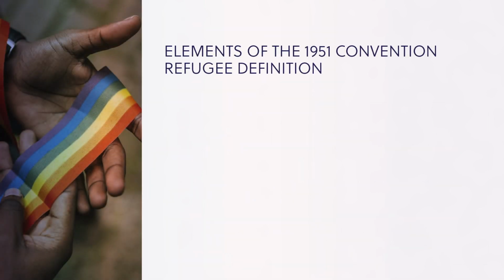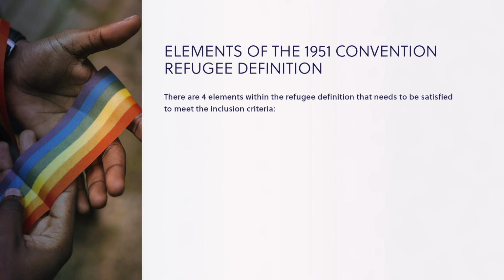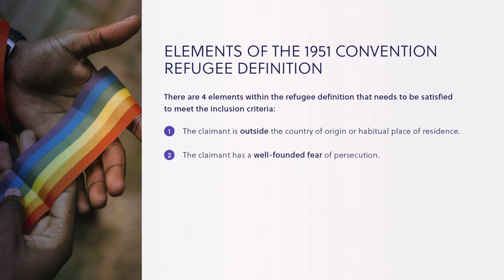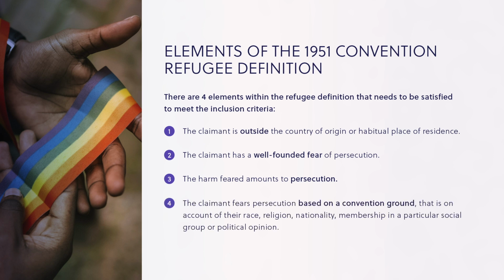Elements of the 1951 Convention Refugee Definition. There are 4 elements within the refugee definition that need to be satisfied to meet the inclusion criteria. The claimant is outside the country of origin or habitual place of residence. The claimant has a well-founded fear of persecution. The harm feared amounts to persecution. The claimant fears persecution based on a convention ground, that is, on account of their race, religion, nationality, membership in a particular social group or political opinion.